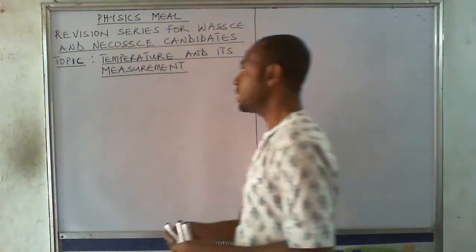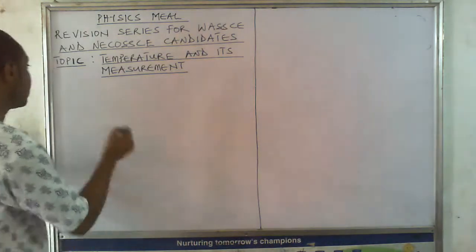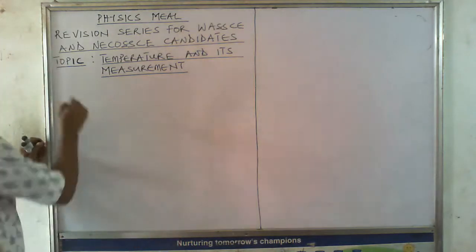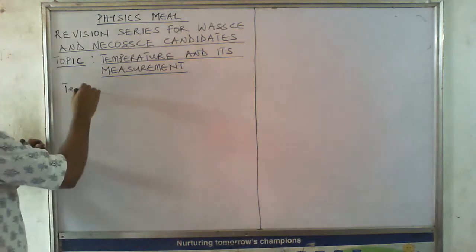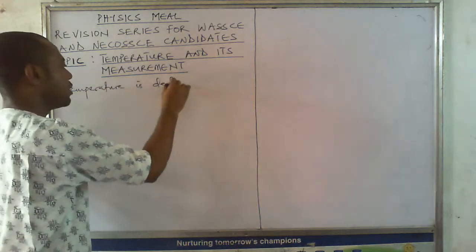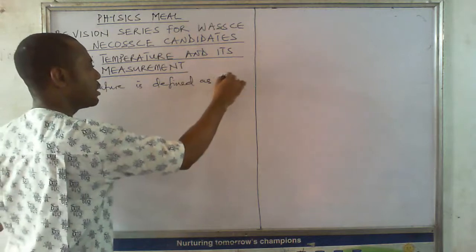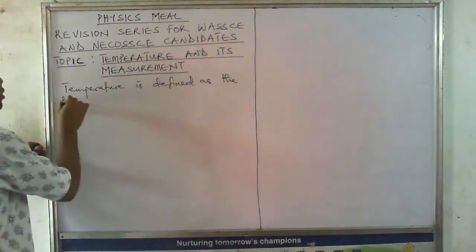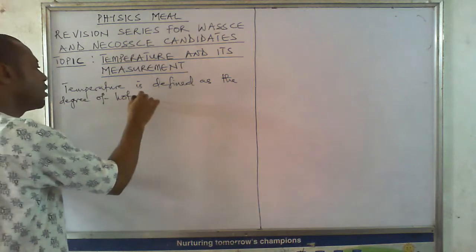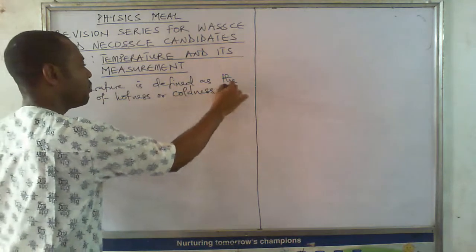So what exactly is temperature? You can still remind me that, although you are far away. So as I write the definition, you actually follow me. So we have that temperature is defined as the degree of hotness or coldness of a body.